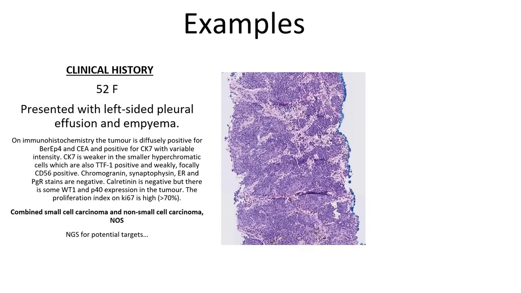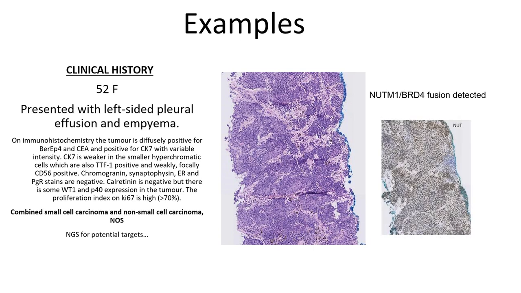Here we have another case, again with immunohistochemistry after several rounds not being definitive. Some WT1 expression, but also p40 expression, and some Ber-EP4 expression. So we favoured this being a carcinoma rather than mesothelioma. We sent it off again for targets. It came back with a NUT gene rearrangement. So this was a thoracic NUT carcinoma involving the pleura.